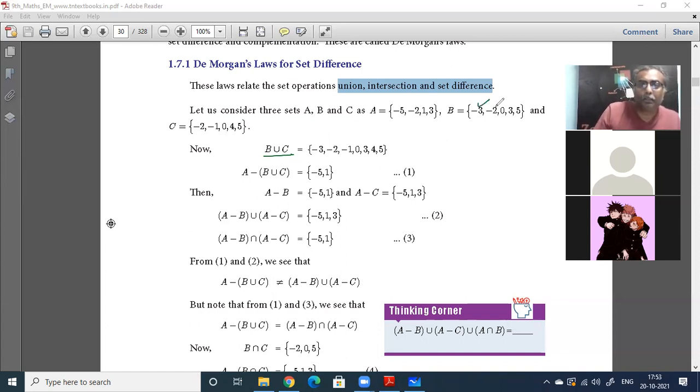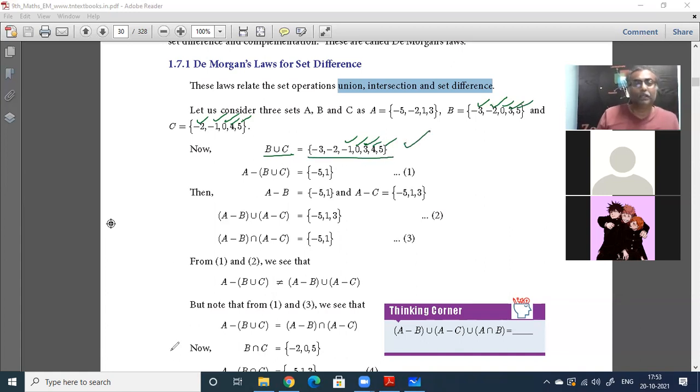-3, -2. -2 is common here. Then 1 is here. 0 is here, common, so 0 is coming once. Then 3 is here, he is putting 3 here. Then 4 and 5 are there, but 5 is common, so leave out that. So B union C is correct.